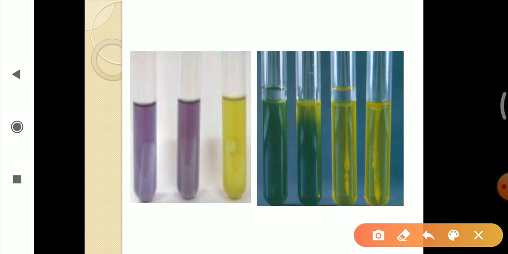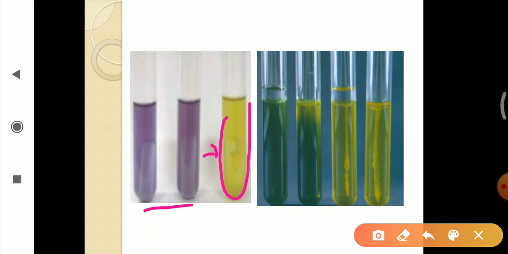If there is acid and gas formation, then we say that E. coli, specifically fecal E. coli, is present. If there is no acid and gas production, then we say that fecal E. coli is absent. This is the original tube, and here you can observe the color change. Now this purple color has changed to yellow color, which means that acid has been produced.